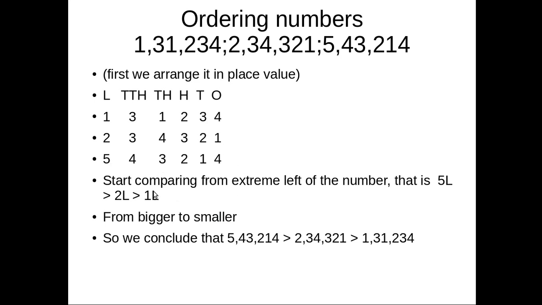5,43,214. Now again we start comparing from the extreme left of the number. That is, 5 lakh is greater than 2 lakh, and 2 lakh is greater than 1 lakh, from the lakh position, which is the extreme left of the number. So from bigger to smaller, we have concluded that 5,43,214 is greater than 2,34,321, and is greater than 1,31,234.